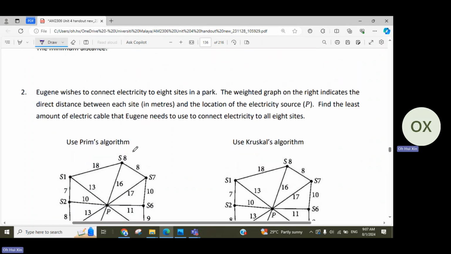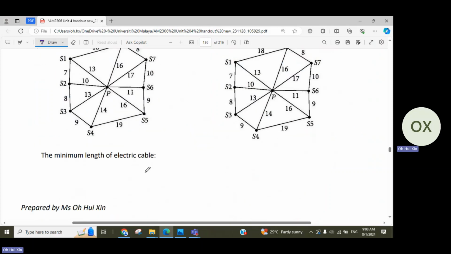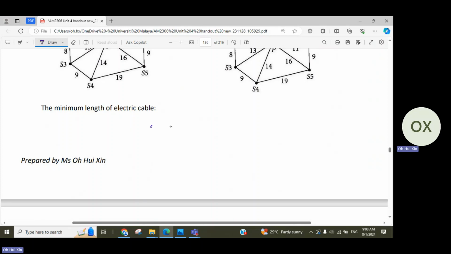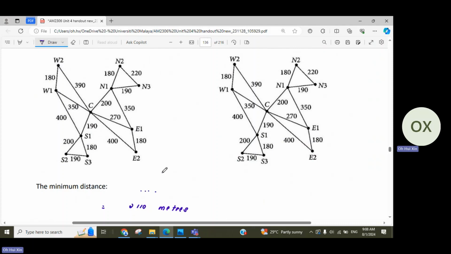You should be able to get the first one. Just write down your entire working, like the distances that you need to add together. For the first one, you should be able to get 2110 meters, and for the second one, you should be able to get 72. I want you to pause the video and do it now before you move on to the next one. So please pause it first.